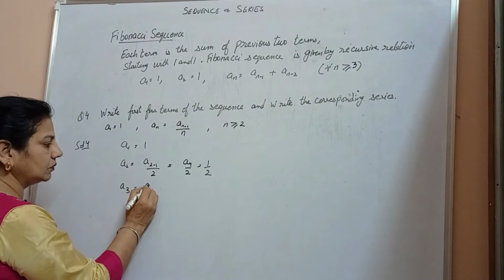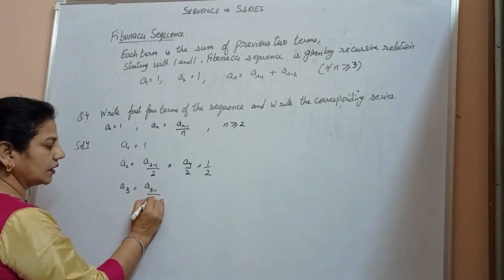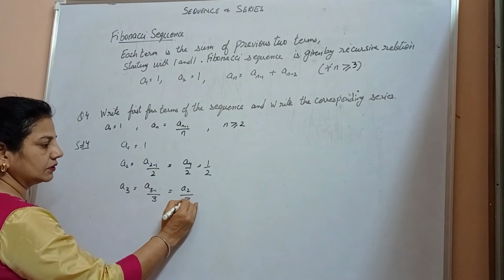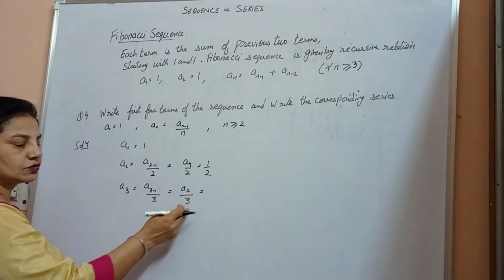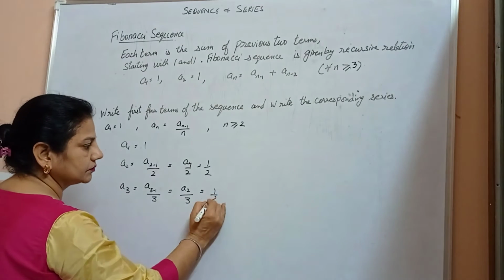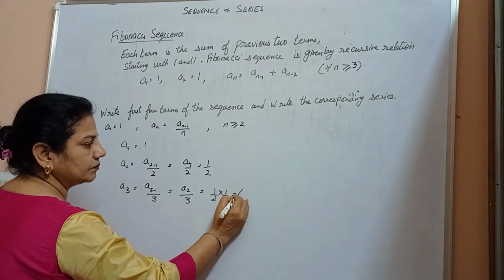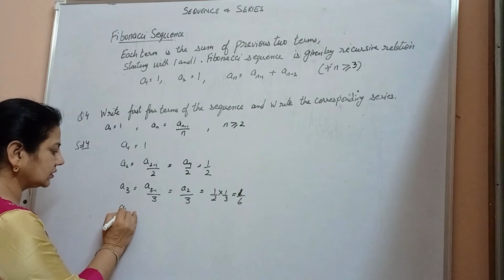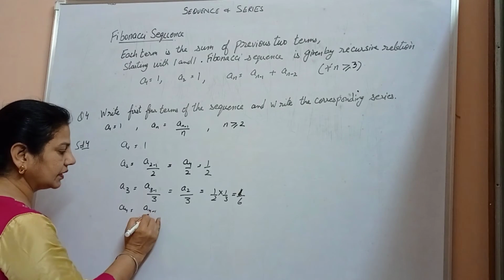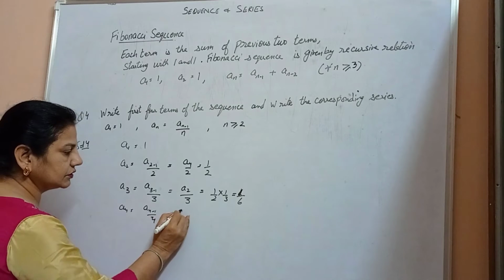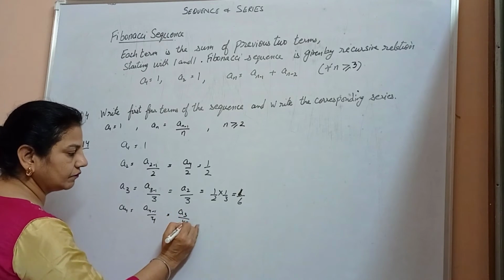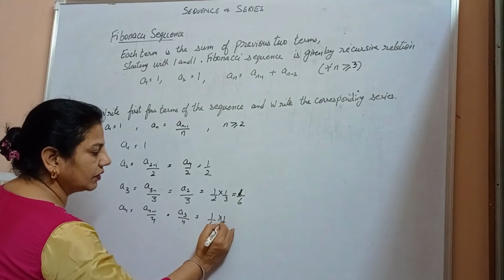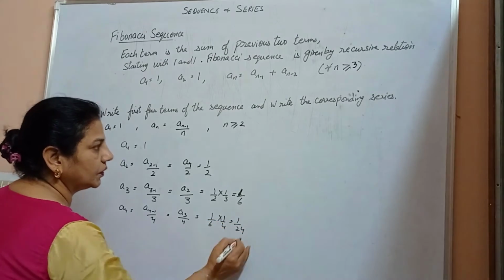A3, the third term, is equal to A3 minus 1 upon 3, which is A2 upon 3. The second term is half, so half into 1 by 3 is 1 by 6. The fourth term is A4 minus 1 by 4, which is equal to A3 by 4. And the third term is 1 by 6, so I have 1 by 6 into 1 by 4, which is equal to 1 by 24.